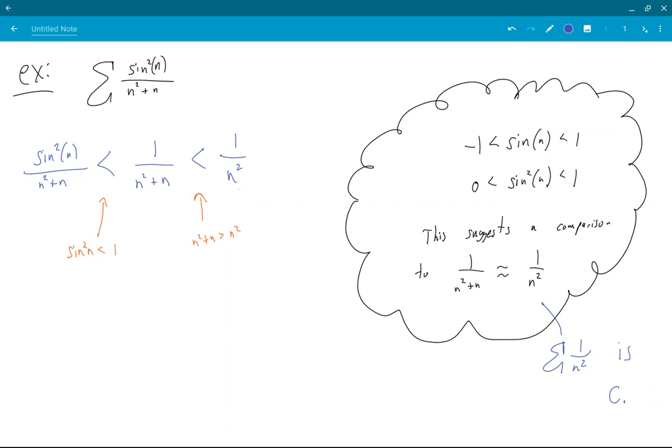All right, continuing my demonstration, I established this inequality, and we know that this series is convergent because p is bigger than 1. So summation sine squared n over n squared plus n is convergent by comparison test.